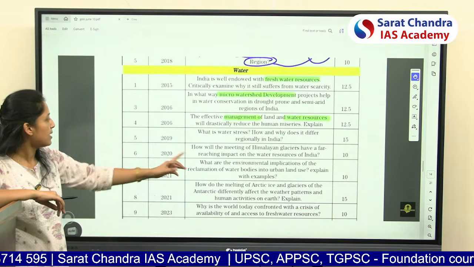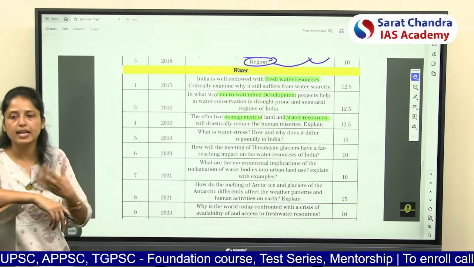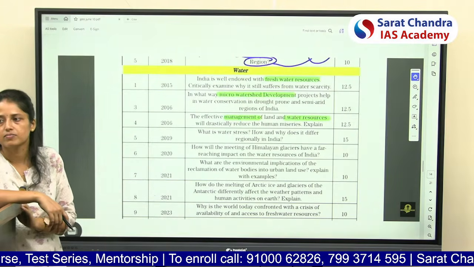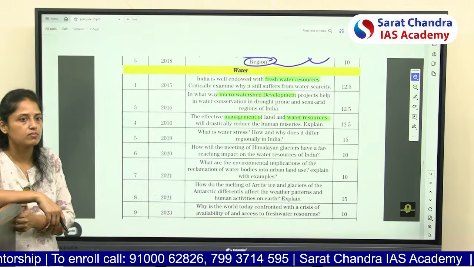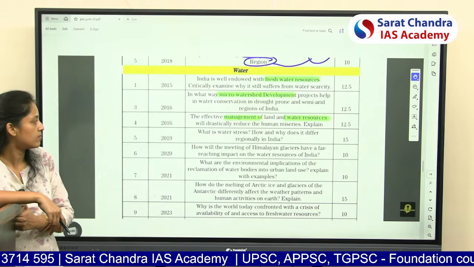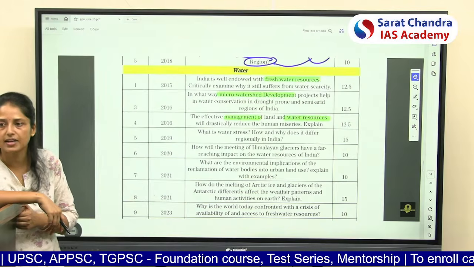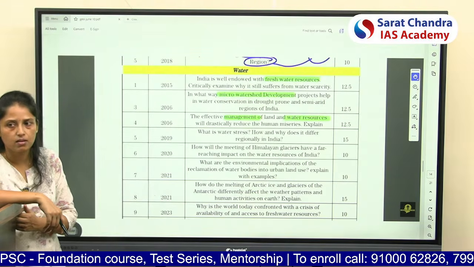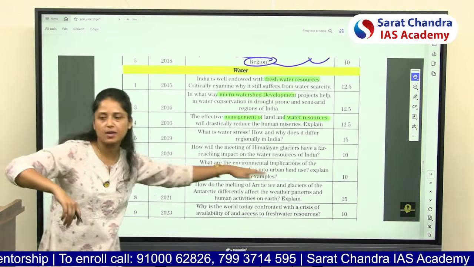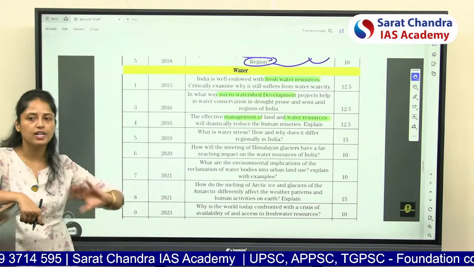Next, what are the environmental implications of reclamation of water bodies into urban land use? Explain with examples. Here it is asking, if you are maintaining the health of water bodies in urban areas, what will be the impact of that? How can you answer this question? Yes, any doubt? It is asking what are the environmental implications of reclaiming water bodies into urban land, so it is asking environmental implications. Think, if you are keeping the urban water bodies healthy, then how will it affect the environment positively? How?